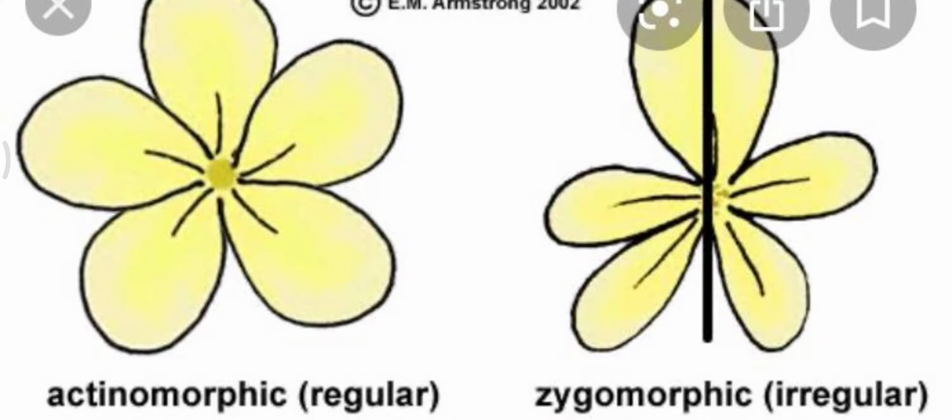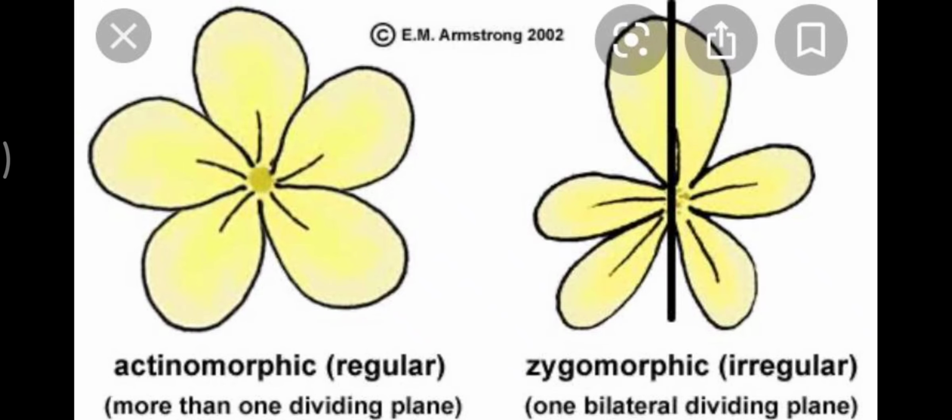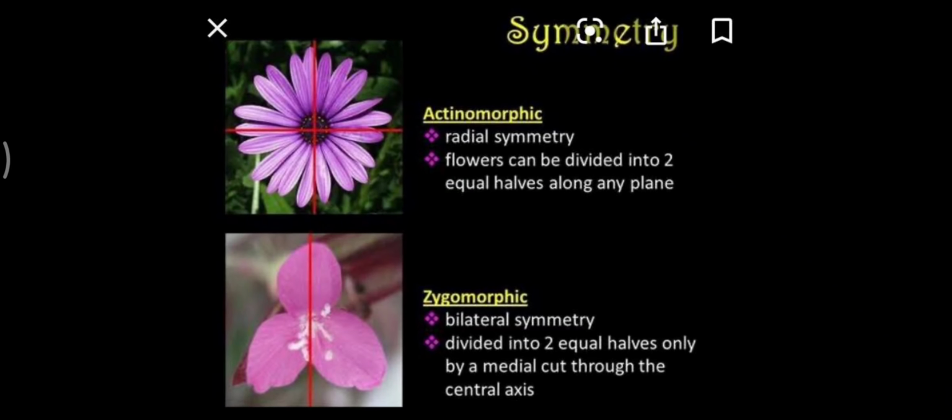Now let us come to the next topic, that is the symmetry of a flower. You have already learned about symmetry, that in animals the radial and the bilateral symmetry is there. So in flowers, those symmetries are named as actinomorphic or zygomorphic. Now when you talk about the actinomorphic symmetry, it is radial symmetry, and the flowers can be divided into two equal halves along any plane. You can see here the actinomorphic symmetry, which is shown by mustard, dhatura and chili.